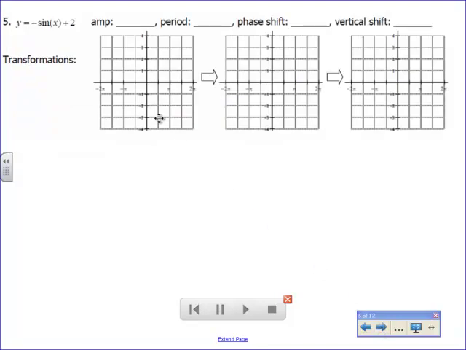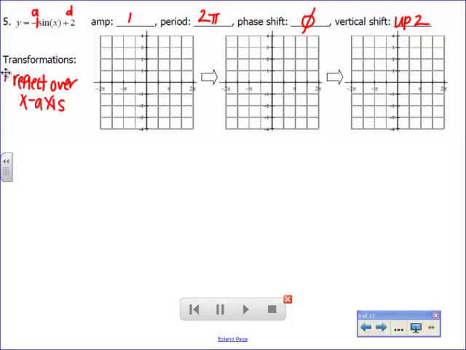Okay, the next one, we have multiple transformations occurring. We've got an a value out front and we have a d value at the back, which is going to leave our period the same and no phase shift. However, it is going to cause a vertical shift up 2 from that d, and it's going to cause our amplitude, well, since we have a negative 1, our amplitude is going to stay a 1, but it's going to cause a transformation of a reflection over the x-axis since it's outside.